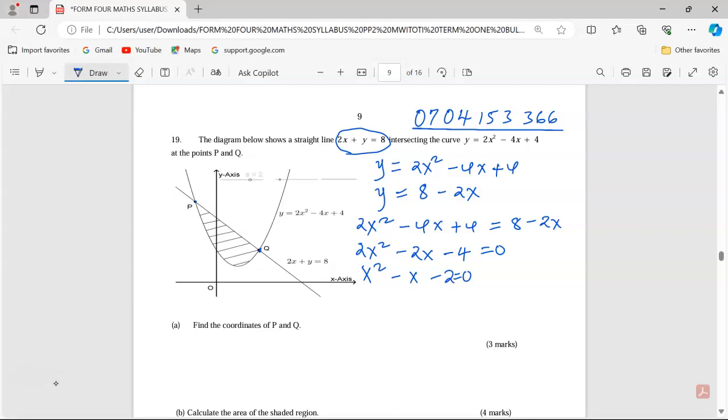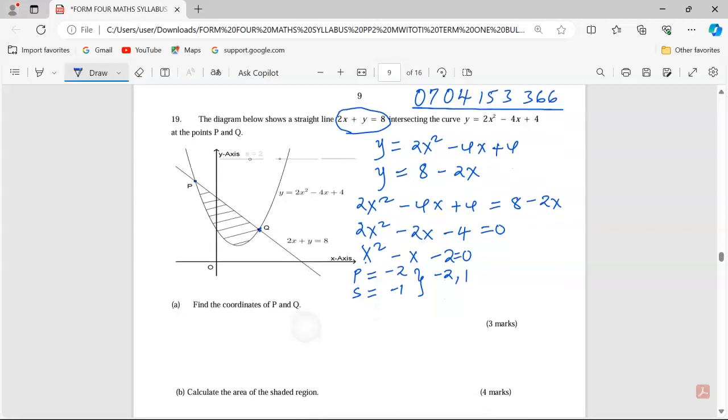Then we solve the quadratic equation using the factorization method. The product of a times c, which is 1 times negative 2, is negative 2, and the sum is b, negative 1. So I need negative 2 and positive 1, so that I get a product of negative 2 and a sum of negative 1. Now we factorize: x squared, then we replace negative x by negative 2x and x, then minus 2 equals 0.